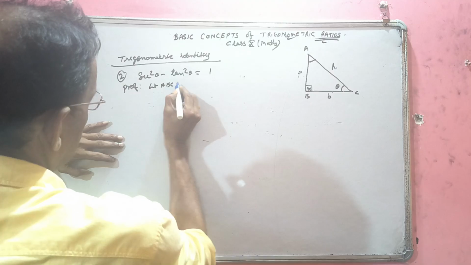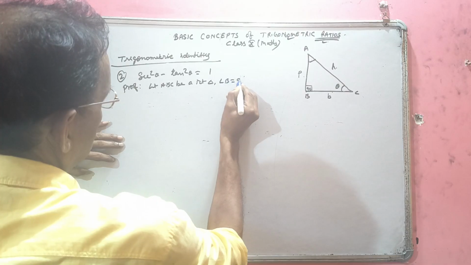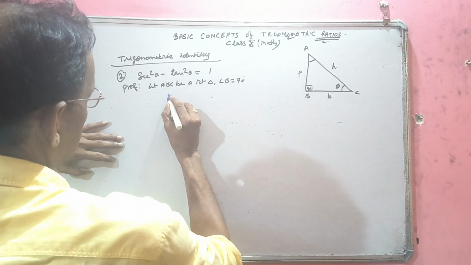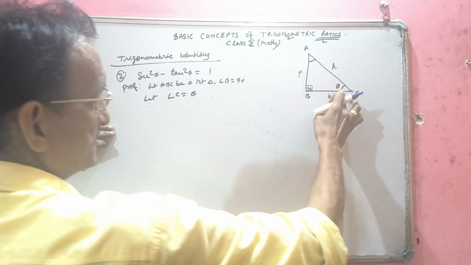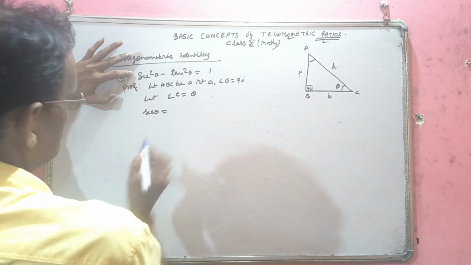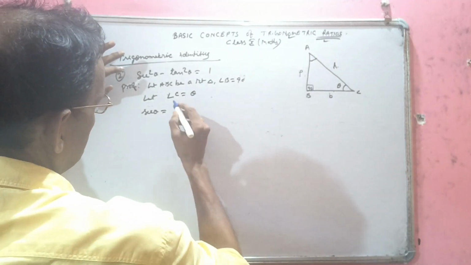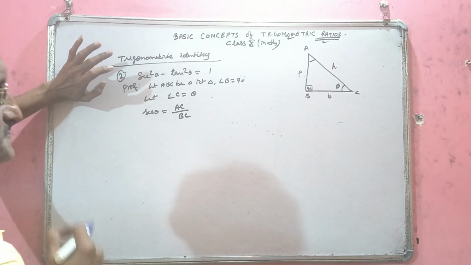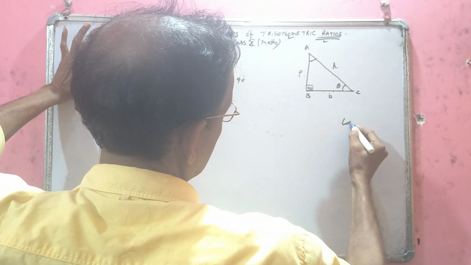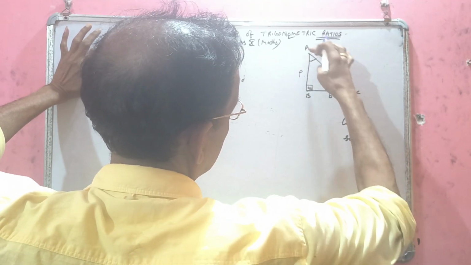Let ABC be your right triangle with angle B equal to 90 degrees. And we have already considered angle C as theta. So with respect to this angle theta, what is sec theta equal to? That you should learn. Sec is the reciprocal of cos. Cos is adjacent by hypotenuse, so sec will be hypotenuse by adjacent side. Cos is B by H, so sec will be H by B, hypotenuse by base.